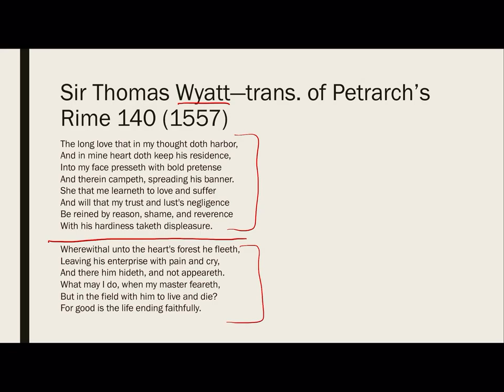So the long love that in my thought doth harbor, and in my heart doth keep his residence, into my face presseth with bold pretense, and therein campeth, spreading his banner. So he's got the same rhyme scheme.